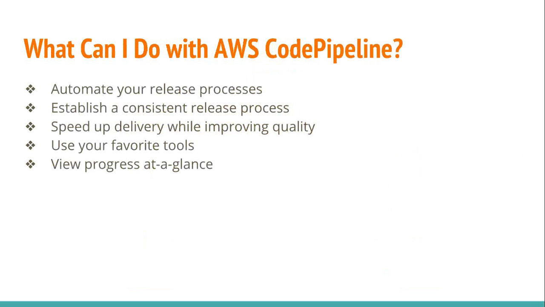Let's come to automating your release process. AWS CodePipeline fully automates your release process from end to end, starting from the source repository till your production. So what are the stages in this complete release process? We have to build it, test it, and deploy it. So the stages it covers are build, test, and deploy.